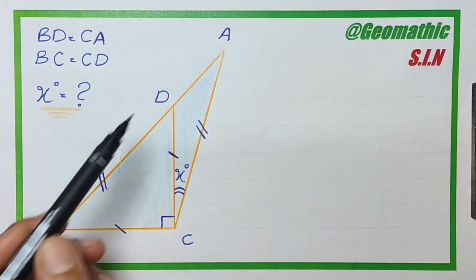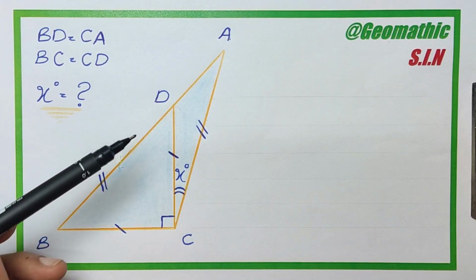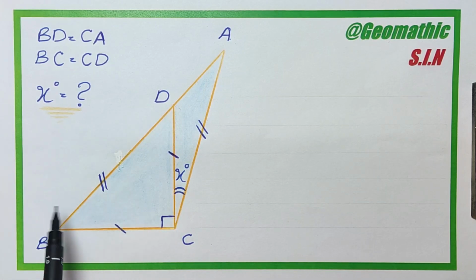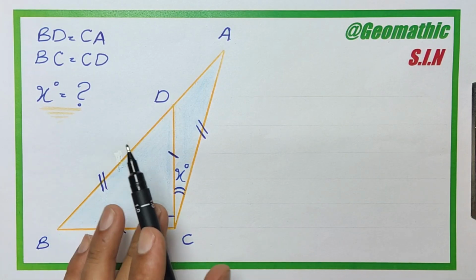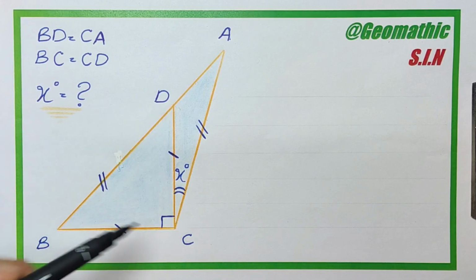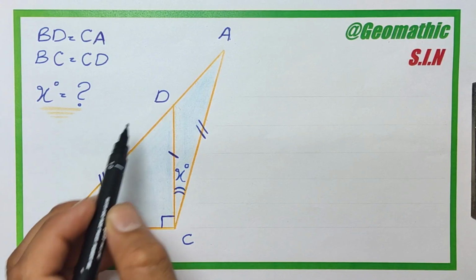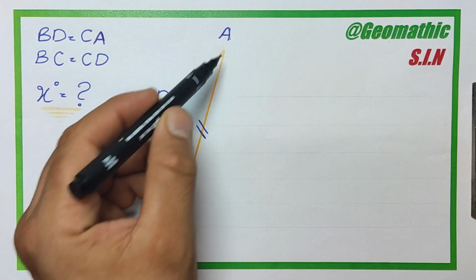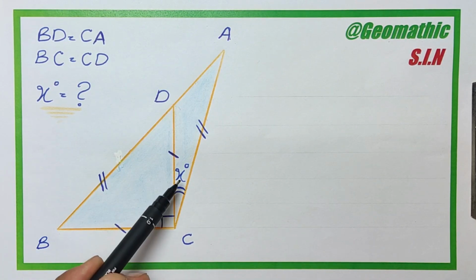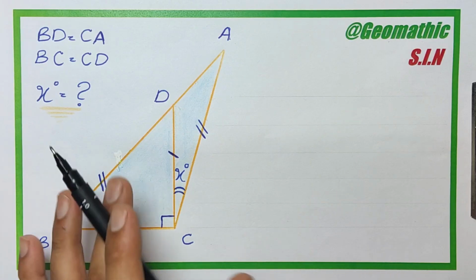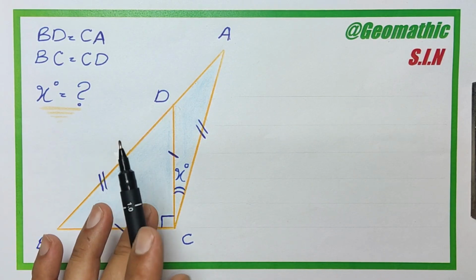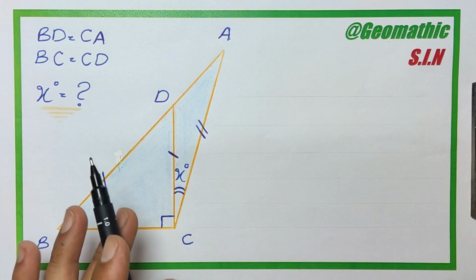We have a triangle ABC and a line segment DC drawn perpendicular to side BC. The question says BC is equal to DC and BD is equal to AC. And our goal is to find angle X here. Before we start, take a moment and think about it. What's the first solution that comes to your mind?